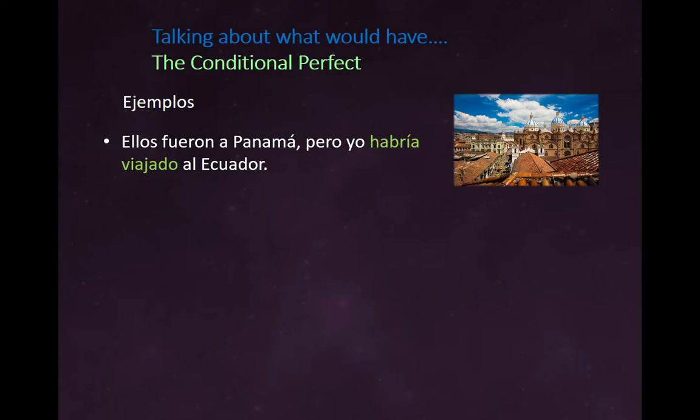Ellos fueron a Panamá, pero yo habría viajado al Ecuador. What are we saying here? They went to Panamá. Here's an example of preterite that you learned in Spanish 101 or 102. Ellos fueron a Panamá. They went to Panama, but I would have traveled to Ecuador. So there's the would have right there, habría, and viajado is the past participle of the verb viajar, to travel. So in the green right there, habría viajado, I would have traveled. Muy bien, vamos a ver otro ejemplo.